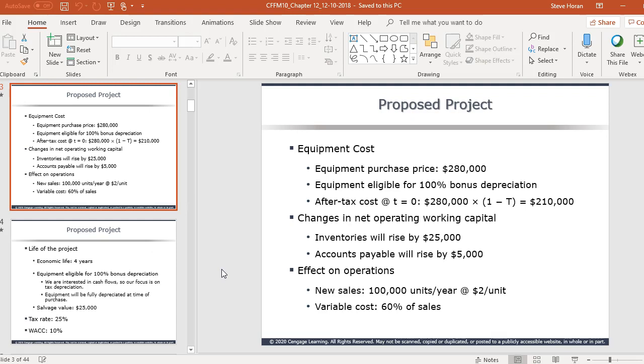And then for inventory, because we're buying new equipment that we're going to make a new product, we need to buy inventory. We're going to finance that inventory partially by taking on more accounts payable, and then we'll sell the new product, 100,000 units, at a price of $2 per unit, and the variable cost is 60% of sales. So basically our cost of goods sold essentially would be 60% of the sales price. So we're going to sell something for $2, 60% times $2 is $1.20, and that's my equivalent of cost of goods sold or variable cost.